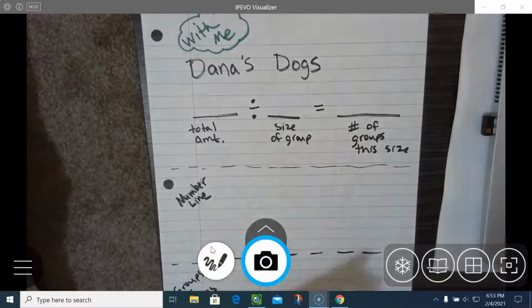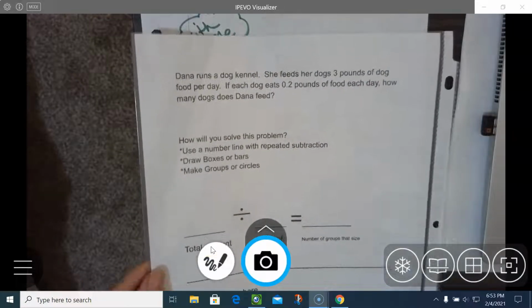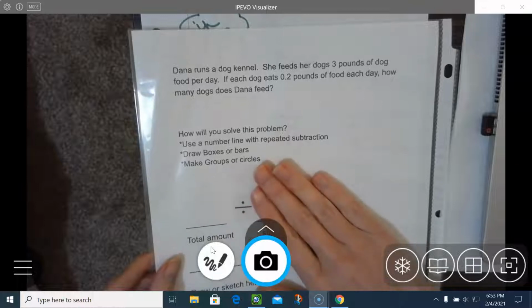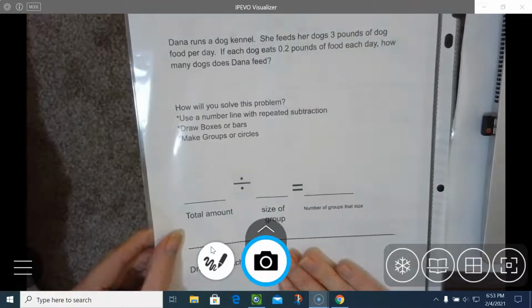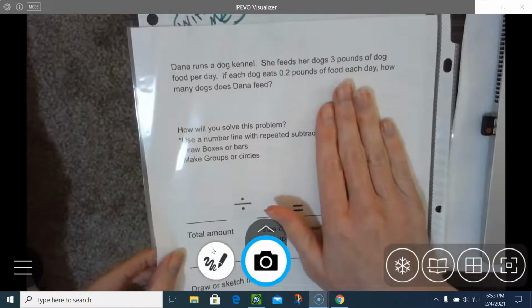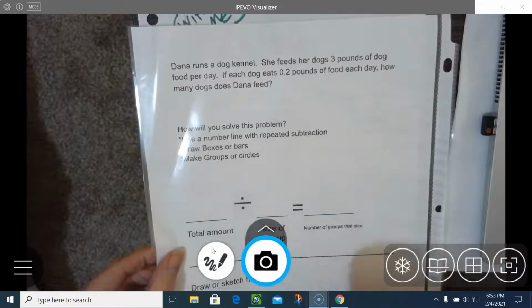All right, boys and girls, we are going to be reading a story problem together, and then I'm going to have you just do your work on a piece of scratch paper. This is what your next work slide will look like. I'll have a different story problem, but I'm just going to model it using some scratch paper.